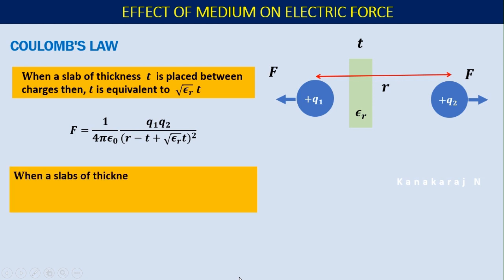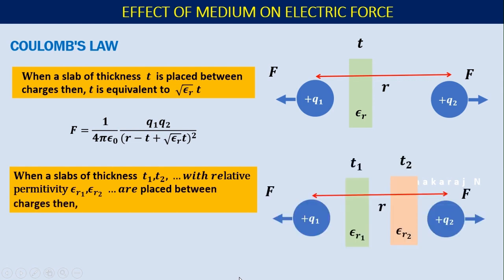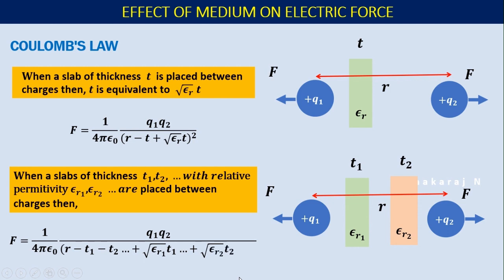So when slabs of thickness t1, t2 with relative permittivity epsilon r1, epsilon r2 are placed in between the charges, then F equals 1 by 4 pi epsilon naught q1 q2 by r minus t1 minus t2 plus root of epsilon r1 times t1 plus root of epsilon r2 times t2, the whole square. Here I have mistakenly put these three dots.